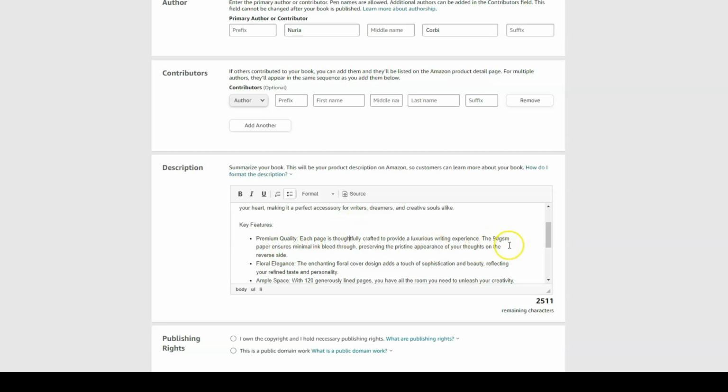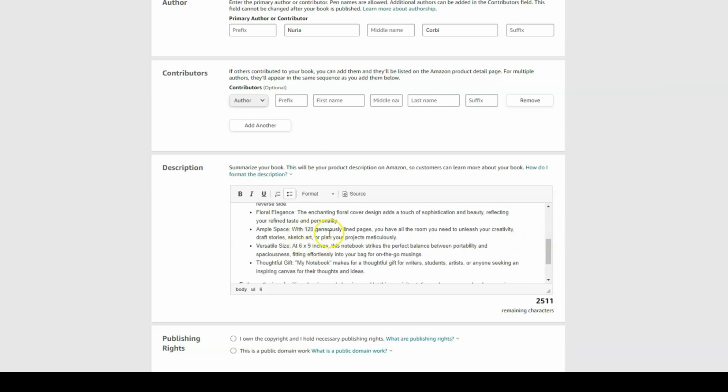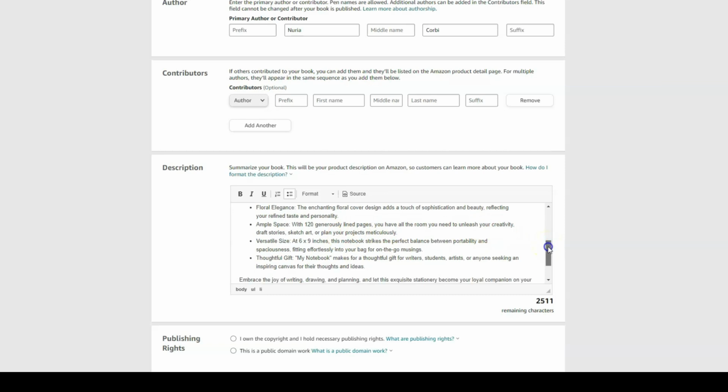The paper is 90 gram per square meter, so I'm telling them a little bit about that. And then I talk about the cover, and also that it's got 120 lined pages. So tell them what is included in this notebook, all the features it has.